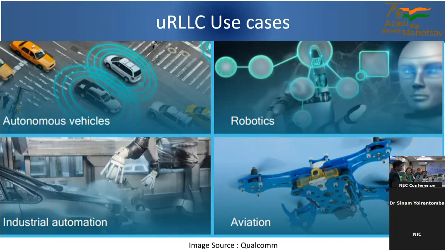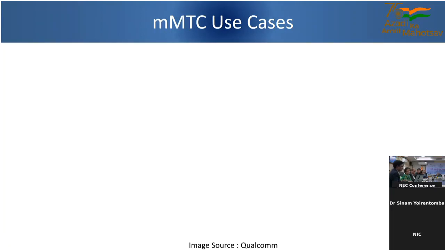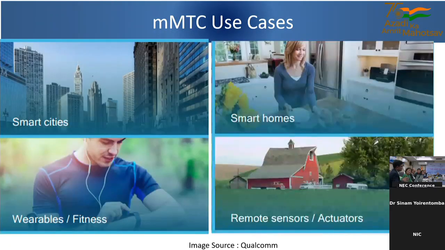Robotics is the other example in the industry, where you can control the robots from your office, in a factory which is in a different environment, a hot or hazardous environment. Aviation, drone, we know, and industrial automation we talked about. So these will enable the URLLC kind of feature of 5G. And massive machine type, you talked about that.